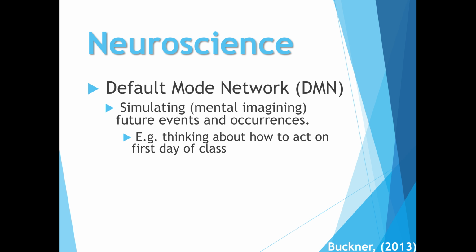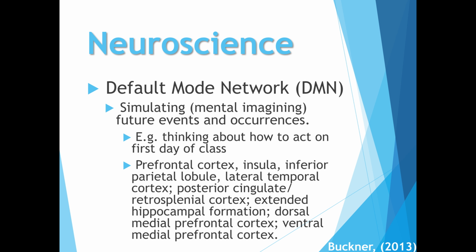So whenever you're thinking about how to act in a situation like, say, the first day of class, or how you're going to act on the second day of class, or what you're going to do after you go up and buy that cup of coffee, you're mentally simulating what you're going to do. You're using your default mode network. Okay, so the default mode network consists of various areas: the prefrontal cortex, the insula, the inferior parietal lobe, so on and so forth. Okay, so this all comes from Buckner in 2013, but a lot of other researchers support this, find evidence for this, so on and so forth. But this is just where I took this information.